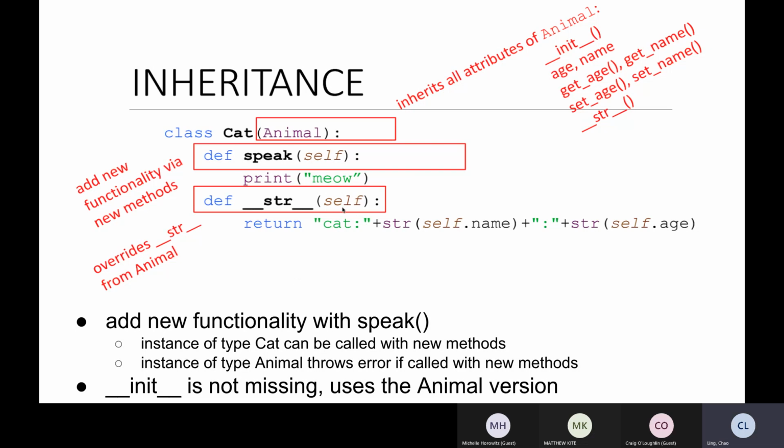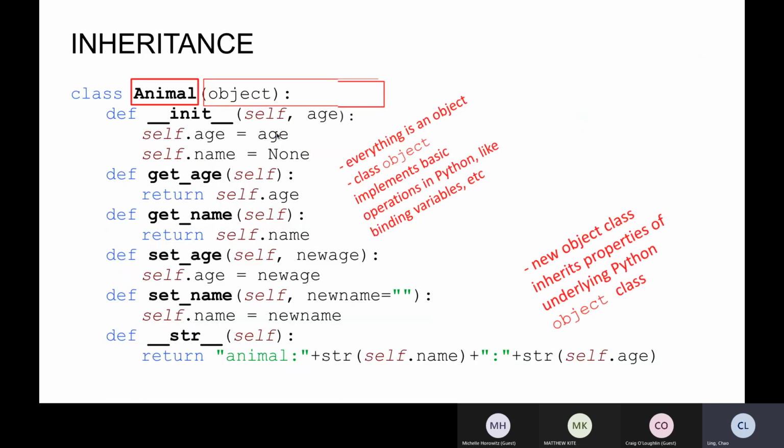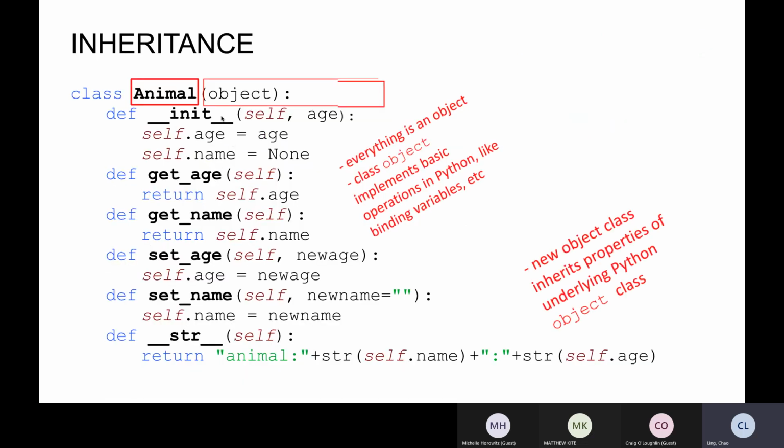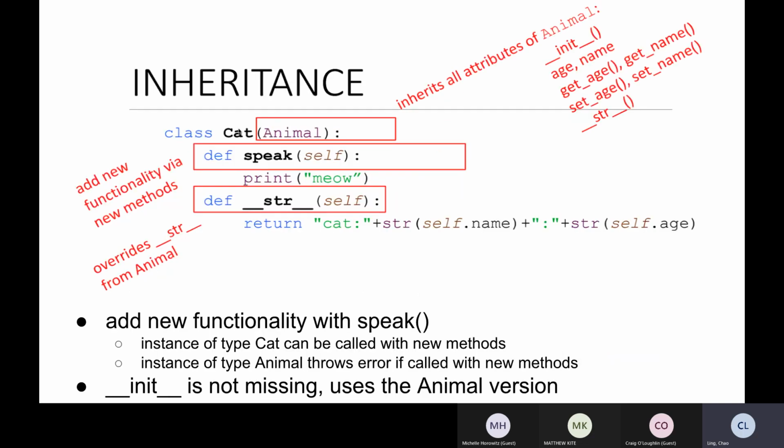Now, keep in mind this function only belongs to the cat level, the child level. The parents don't have the benefit. So if your child can speak, the parent may not, because there is no speak in the parent. Okay, that should be clear. And you may ask, where is the init function in the cat? Well, it's not missing, because the init function is inherited from the animal. So it shares the same init function with the child.